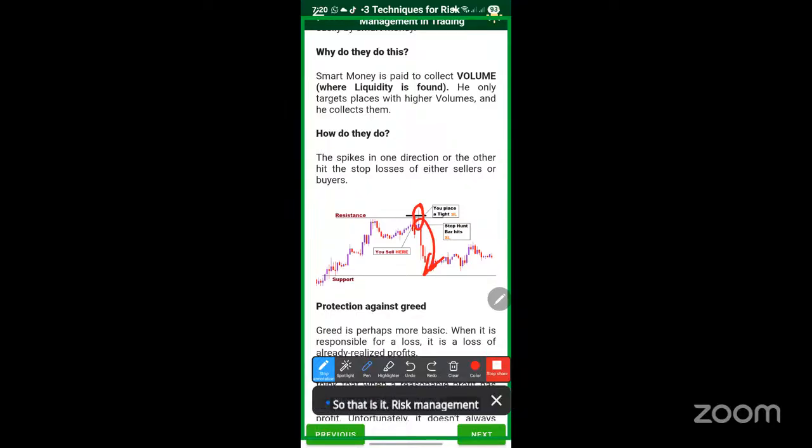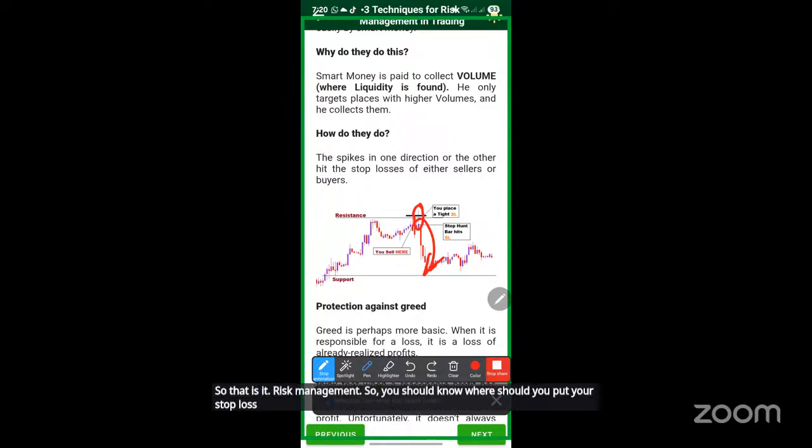So you should know where you should put your stop loss. Make sure that you don't put the stop loss too tight here, because the smart money will fetch that liquidity and take out this liquidity.